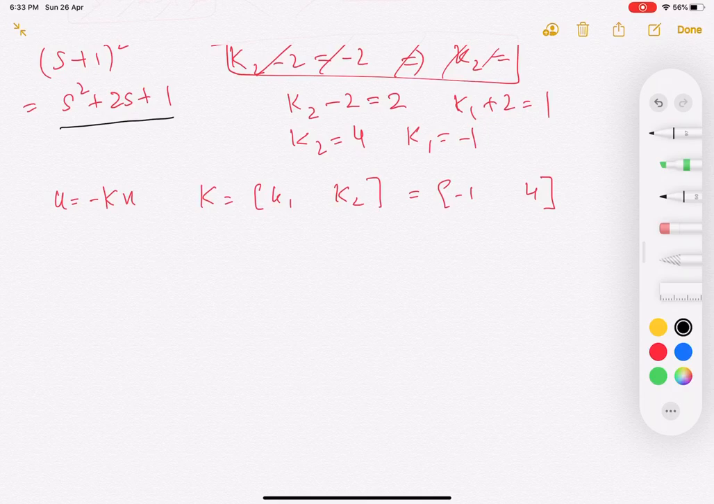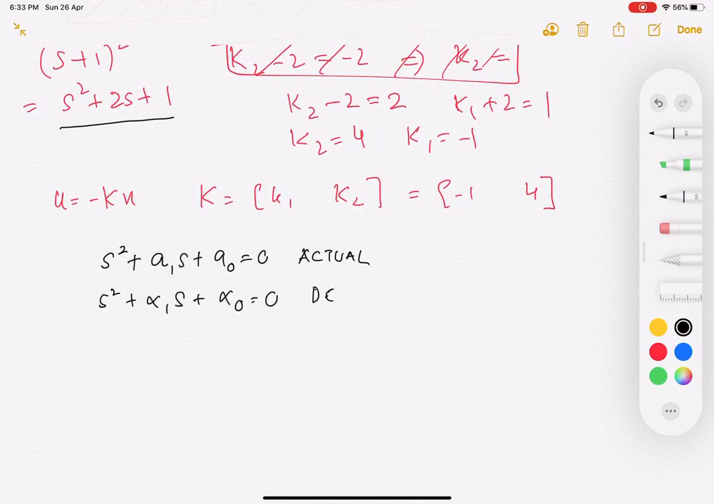And the formula was that if your actual characteristic equation is s square plus a1 s plus a0 equal to 0, and your desired characteristic equation is s square plus alpha 1 s plus alpha 0 equal to 0, then your k1 is alpha 0 minus a0, and your k2 is alpha 1 minus a1. This we did in lecture 1.